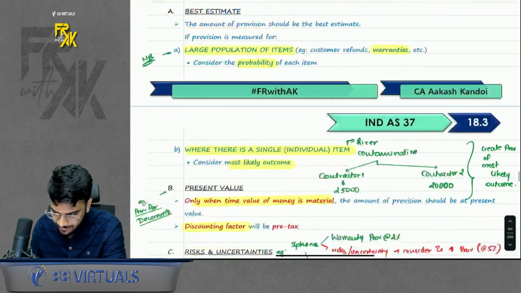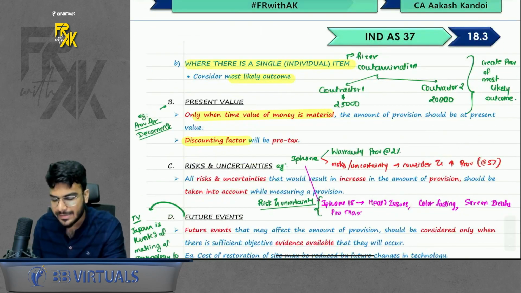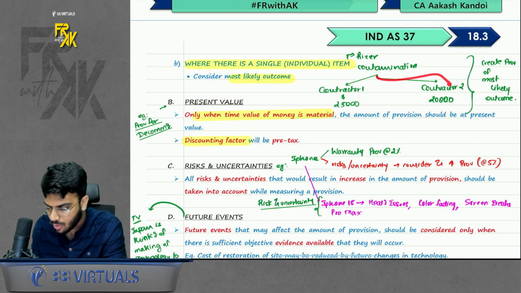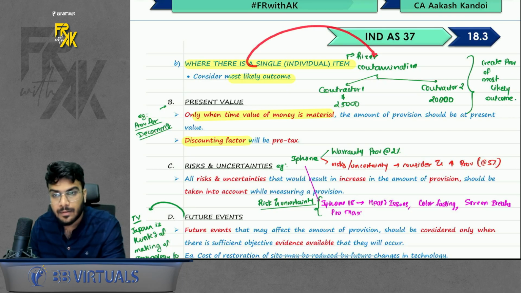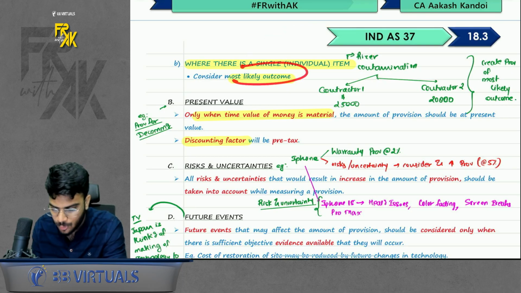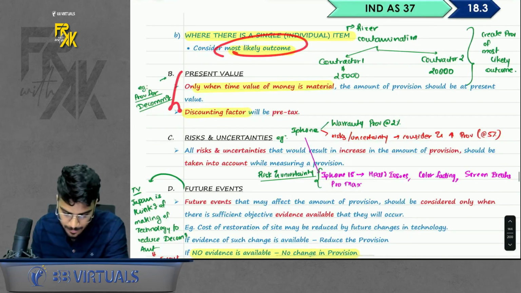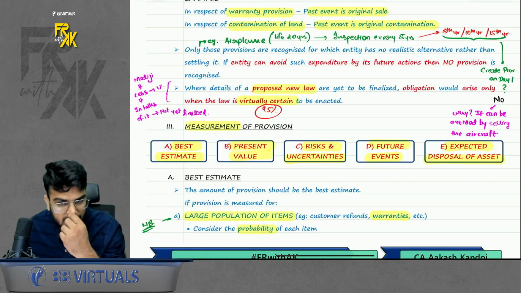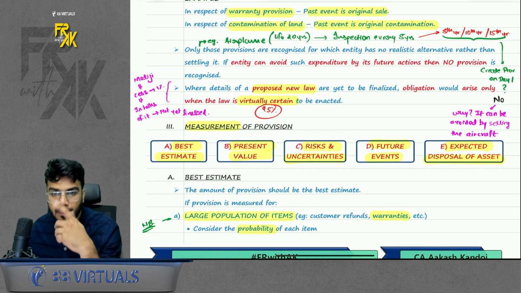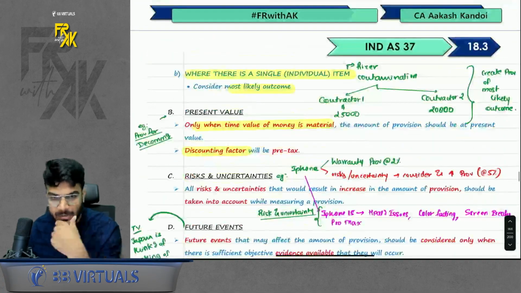But when there is a single item, let's say I contaminated the river, either I will give the cleaning process to contractor number 1 or contractor number 2. Here there are only 2 outcomes possible. So here the item is single, outcomes possible only 2. You will consider the most likely outcome. Anyways, present value. Second point in measurement is present value. Will you consider the provision at present value? The answer is yes, only if the time value is material. Example, in case of decommissioning, we used to consider present value only.